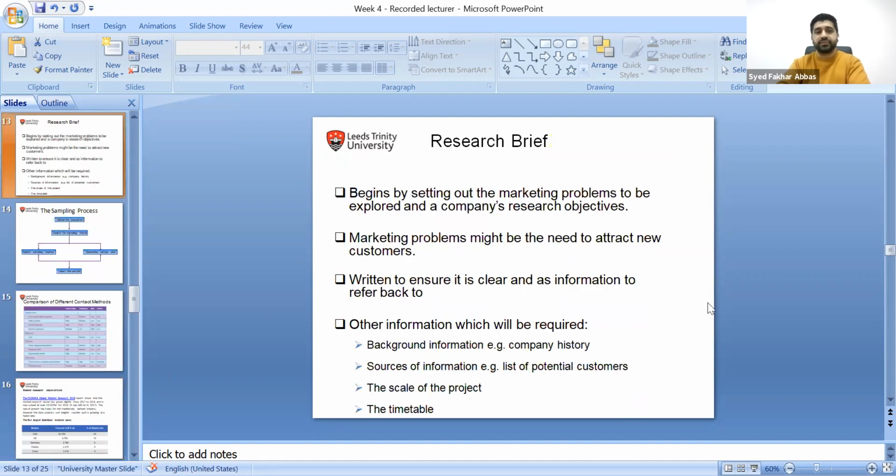A research brief begins by setting out the marketing problems to be explored and the accompanying research objectives. The marketing problem might be the need to attract new customers, written to ensure it is clear and available as information to refer back to. Other information required includes background information, for example the company's history and sources of information, which we should keep in mind, and then the scale of the project and the timetable. These are the more important things when we are doing the research.